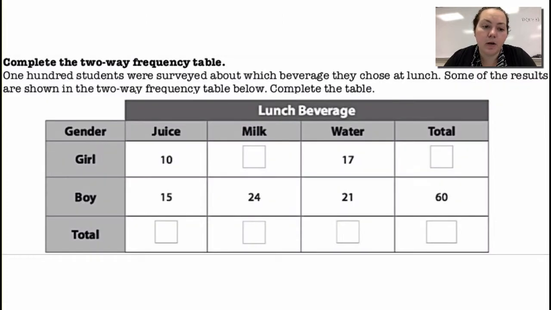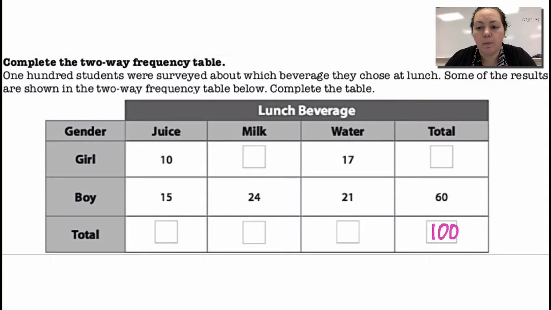All right, this one, it says complete the two-way frequency table. 100 students were surveyed about which beverage they choose at lunch. Some of the results are shown in the two-way frequency table below. So we need to fill in the missing pieces. Well, I know that my total was 100 students, so 100 is going to go in that bottom right corner. Okay, and then it's kind of like a Sudoku puzzle. You're just kind of trying to use what you have to figure out what you need.